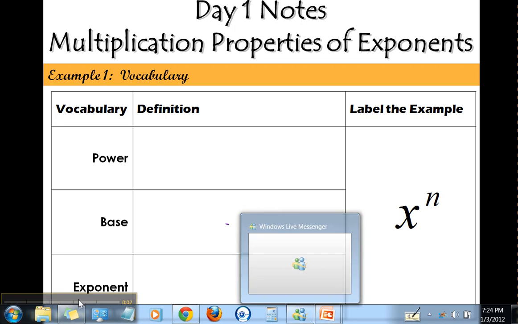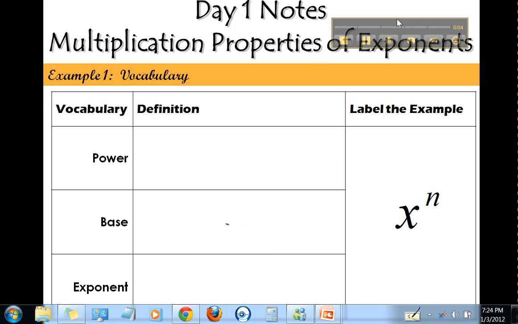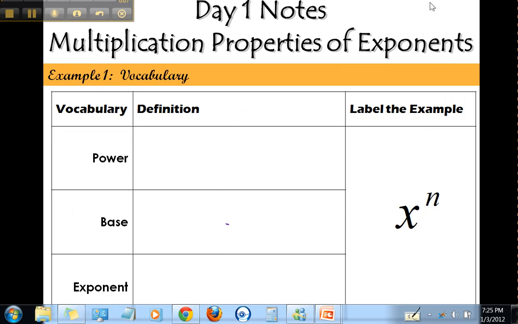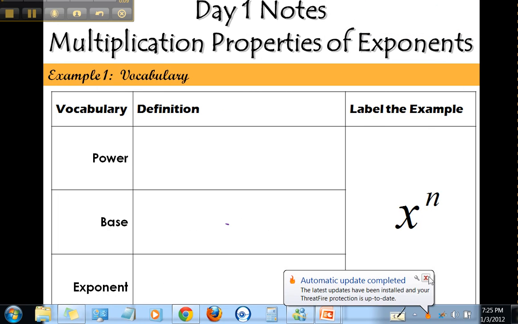Day 1 notes. Got to get a couple of these things moved out of the way here so I can use the PowerPoint. Go away. Okay.